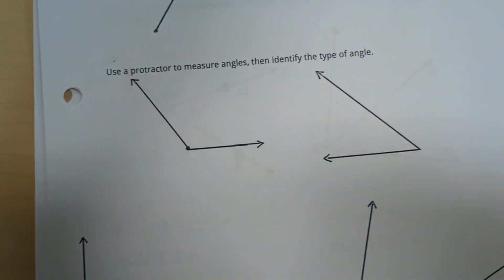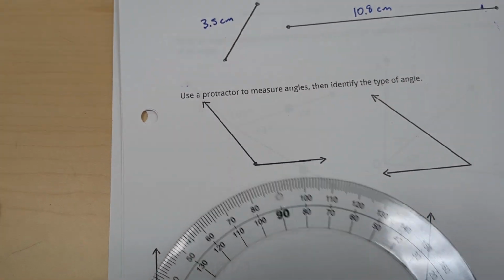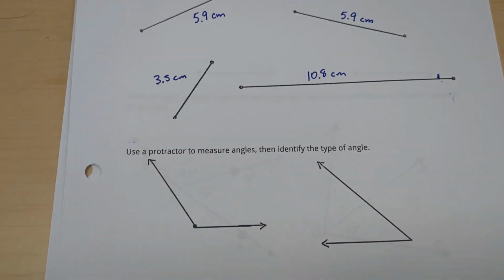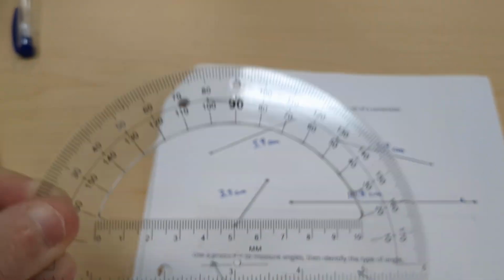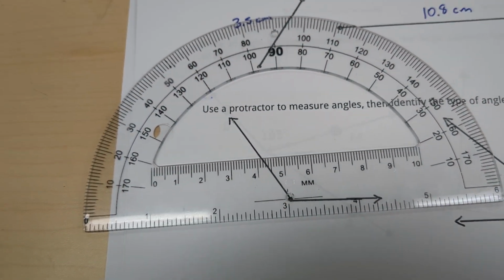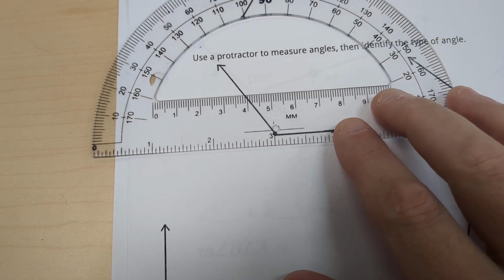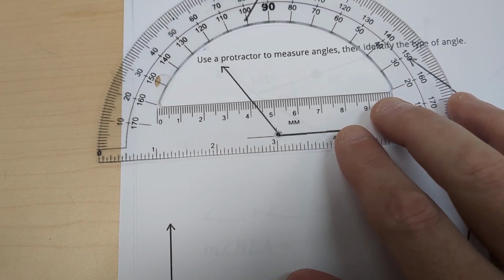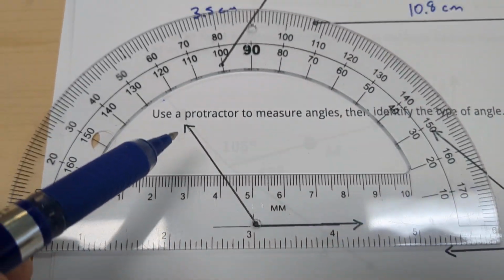Now, looking down here, use a protractor to measure the angles. So remember, with the protractor, you're going to put this circle over the vertex. So we're going to take that and put that on the vertex like that. And then we want to line up this line here with the line on your protractor. So it should be lined up something like that. And then we're just following the other arm out.